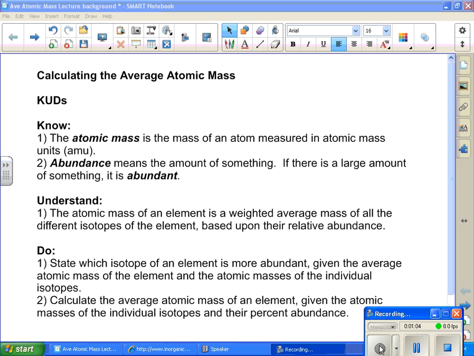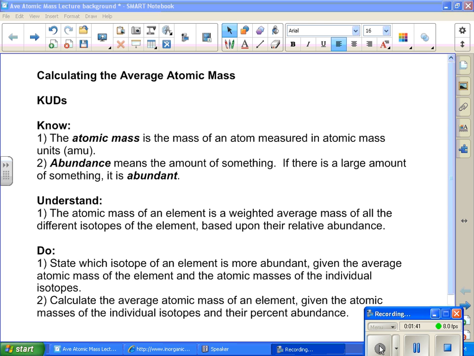the winter. Okay, so the thing you need to understand by the end of this lecture is that the atomic mass of an element is a weighted average mass of all the different isotopes of the element based upon their relative abundance. So when you have a particular element, the amount of the isotopes of that element is not equal. They're not equal to each other. So some isotopes are more abundant than other isotopes.